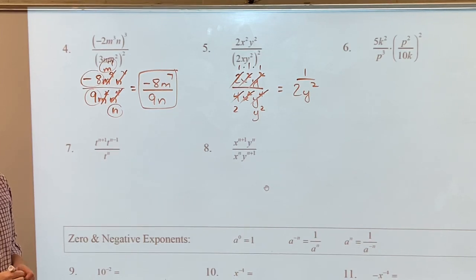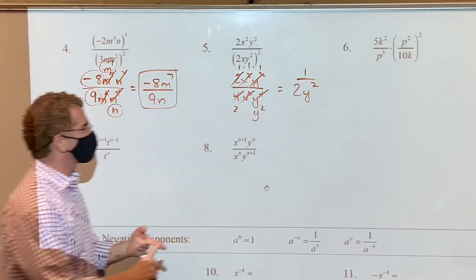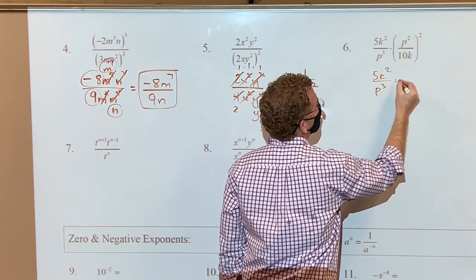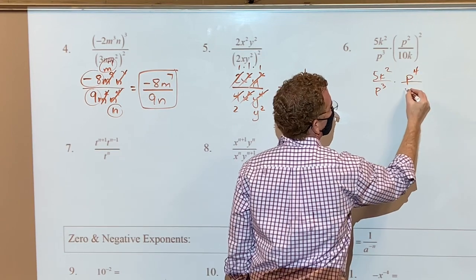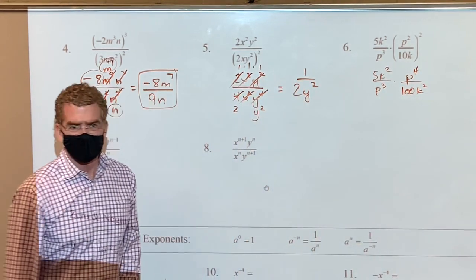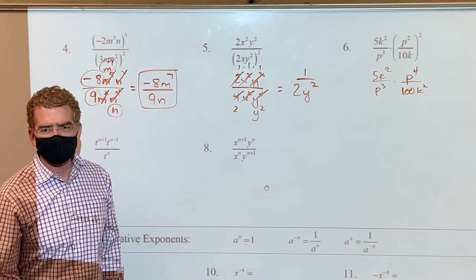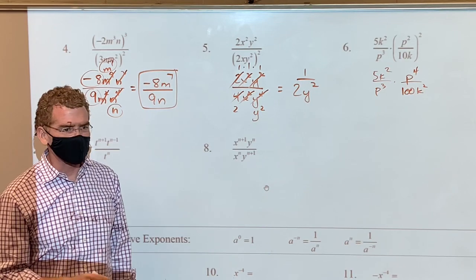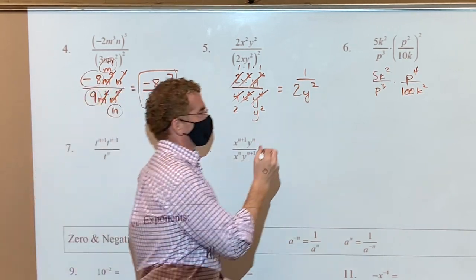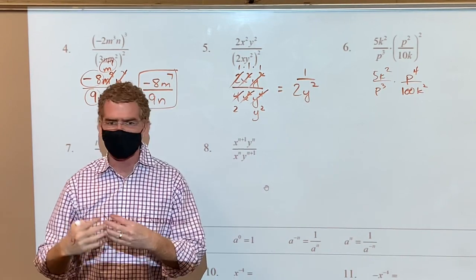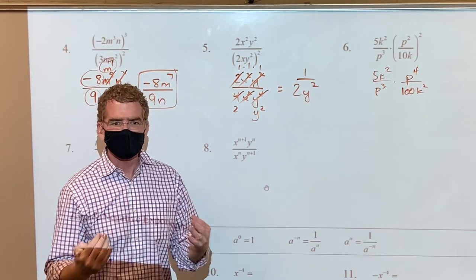Number 6. Exponents first. So I'm going to square all of that. And that gives me p to the 4th, 100k squared. Now, I have people all the time, they say cross cancel. I don't even know if that's a word. It technically is a phrase, but I don't even know if that's something you'll read in a math book. But let me just show you.